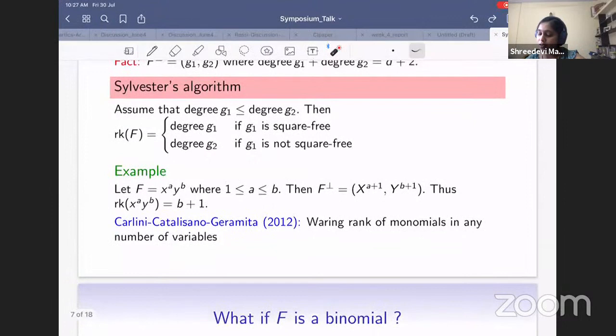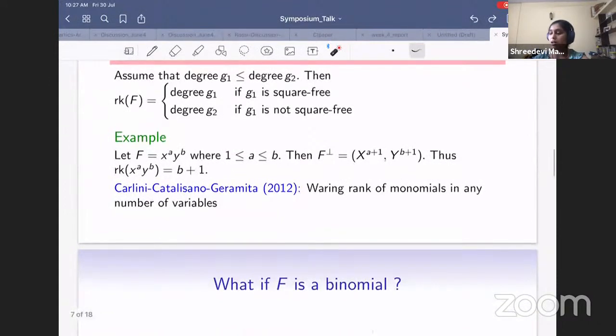For example, if you look at this monomial, then the perp ideal is generated by x^(a+1) and y^(b+1), and here because a is at least 1, this is not a square free polynomial, so the rank is b plus 1. Right. So in the case of monomials, it's much easier because we can compute the perp ideal quickly. And more generally, for any number of variables, the Waring rank of monomials is known due to the result by Carlini, Catalisano, and Geramita, where they compute the Waring rank of monomials in any number of variables.